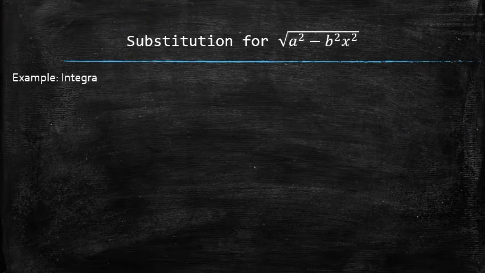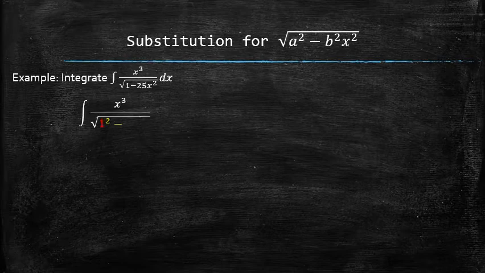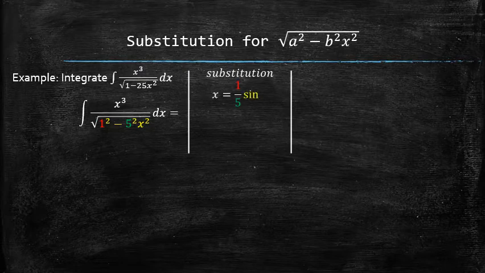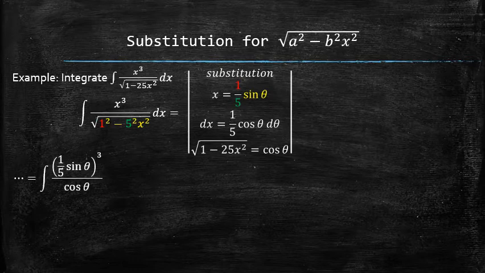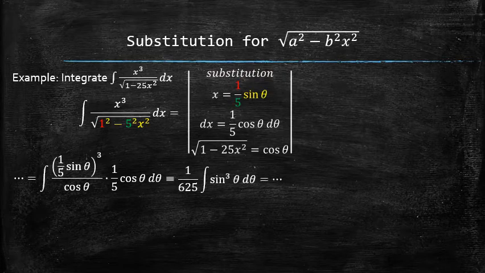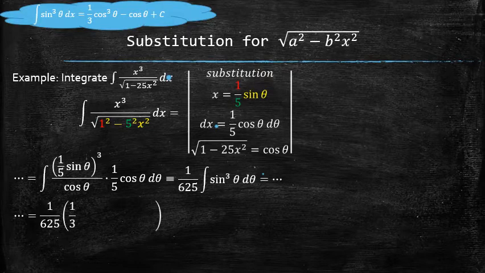Let's do another example. We first recognize the distinct pattern and set up the substitution by setting the variable x equal to 1/5 of sine of theta, and finding the differential of x and the radical expression in terms of theta. Next, we plug everything into the original integral and simplify so that we have nothing but a trigonometric function of theta left in the integrand. We continue the process by finding and simplifying the antiderivative of the trigonometric function.